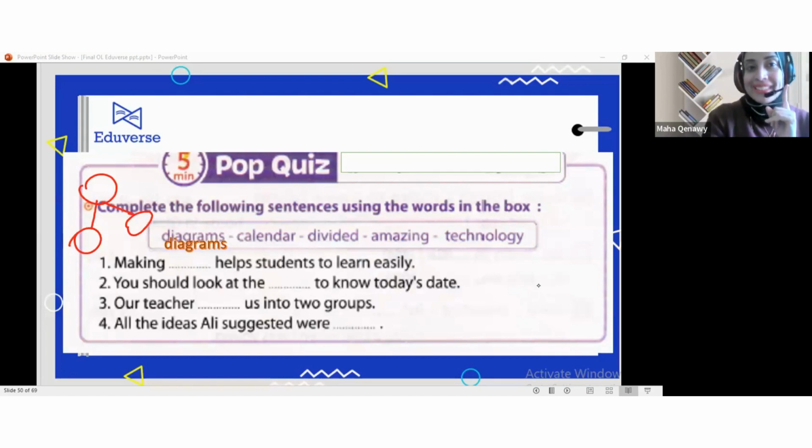You should look at the calendar to know today's date. We look at the calendar to see today's date and remember, calendar ends in AR, not ER. Calendar, AR. Like sugar, AR. Grammar, AR. Vinegar.